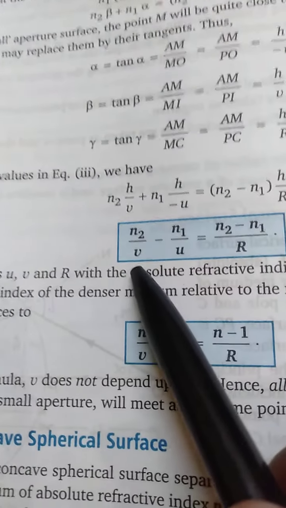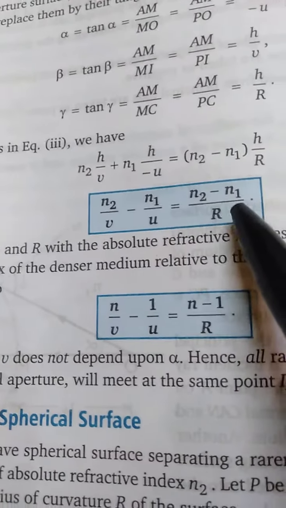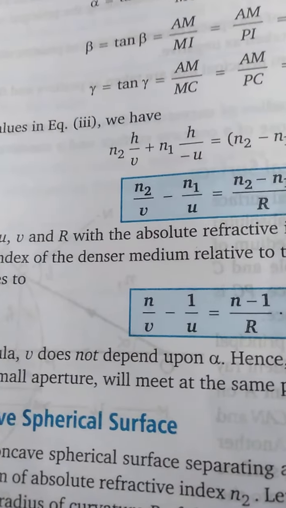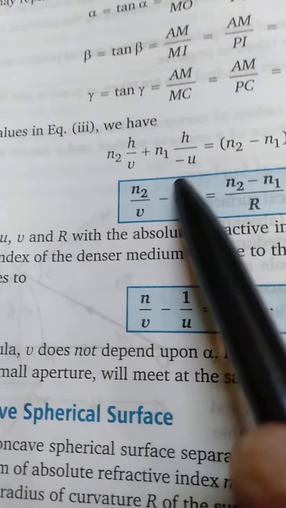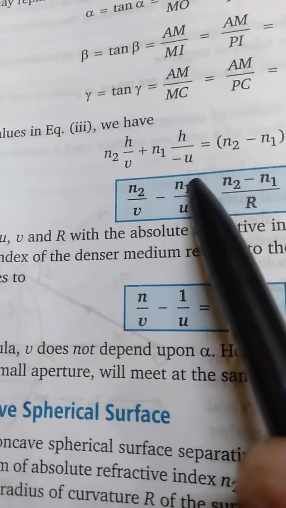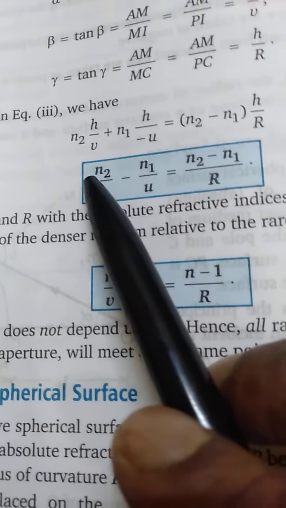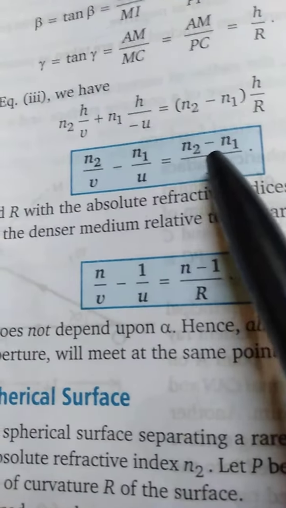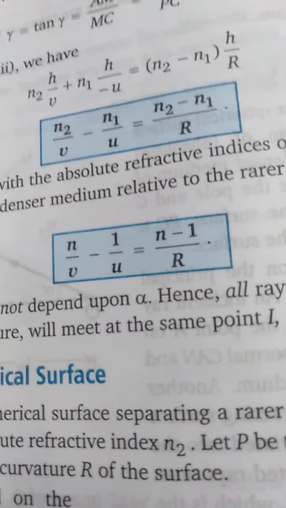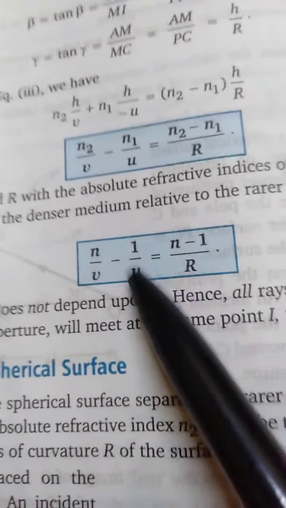Okay, so what is the final relation? N2 by V minus N1 by U equal to N2 minus N1 by R. Now if you divide this by N1, so what will you get? N2 by N1. Suppose N1 is air. Then in that case N2 by N1 will become the absolute refractive index. N2 will become N, and N1 is 1, because the refractive index of air is 1. So this will give you the relation N by V minus 1 by U equal to N minus 1 by R.